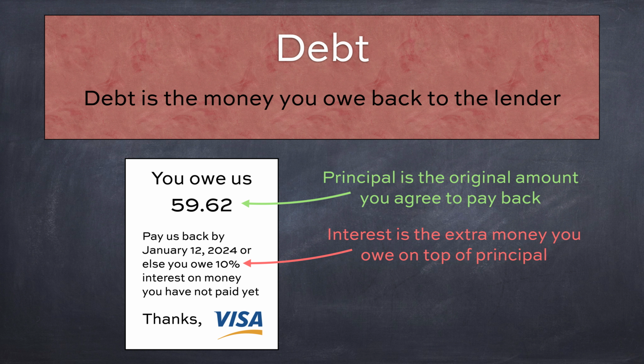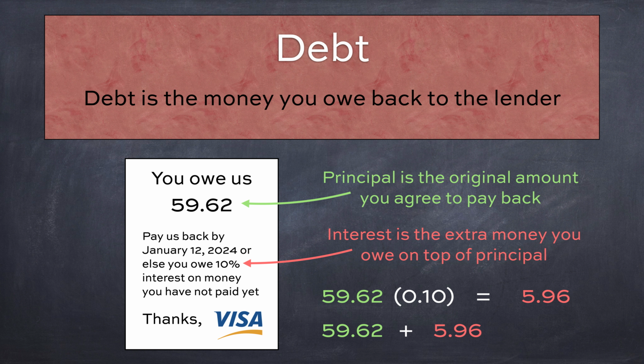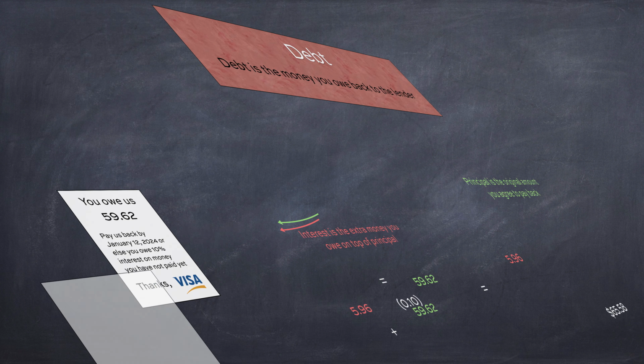So let's just say the year goes by, you end up not paying Visa by this date, and we're going to calculate the total debt you owe. First, you owe the principal, which is $59.62. Now you have to figure out the interest, so multiply that by the rate. The rate is 10%. So 10% of $59.62 is going to be $5.96. Now to find the total debt owed, you just take the principal of $59.62 plus the interest of $5.96, and that's the total debt. So now you owe Visa $65.58.